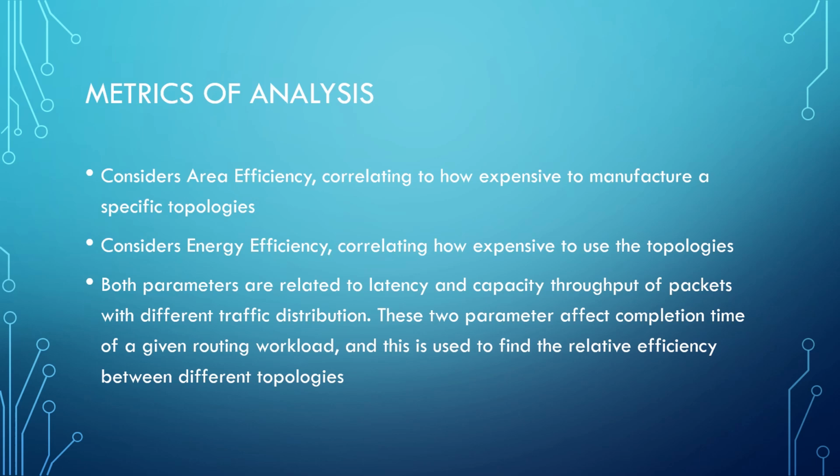Both of these parameters are then related to the latency and capacity, the throughput of different packets, different packet routing, and different traffic distributions. They try to figure out, for different latencies and capacities, how much energy or area you have to give up to achieve a certain metric.